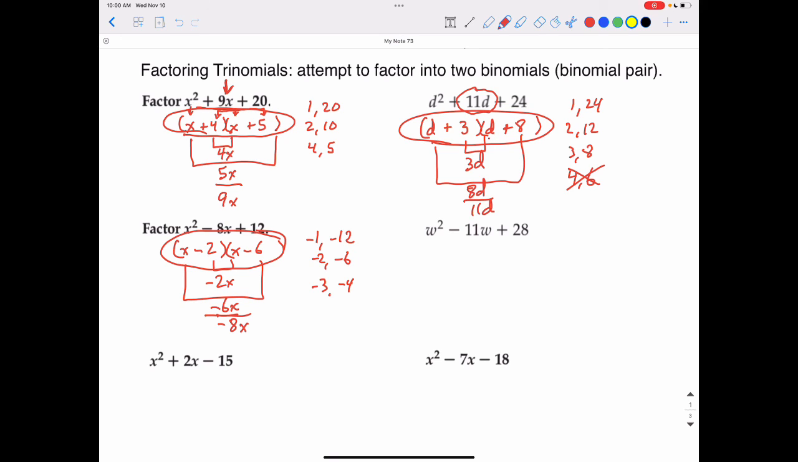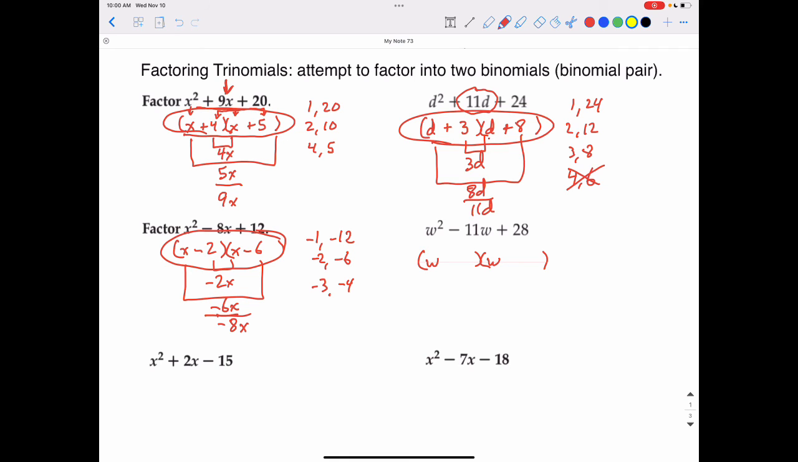w squared minus 11w plus 28. Can we factor by distributive property? Yet again, we can't take out a variable. We can't take out a number, so we can go right to a binomial pair. w squared is w times w.